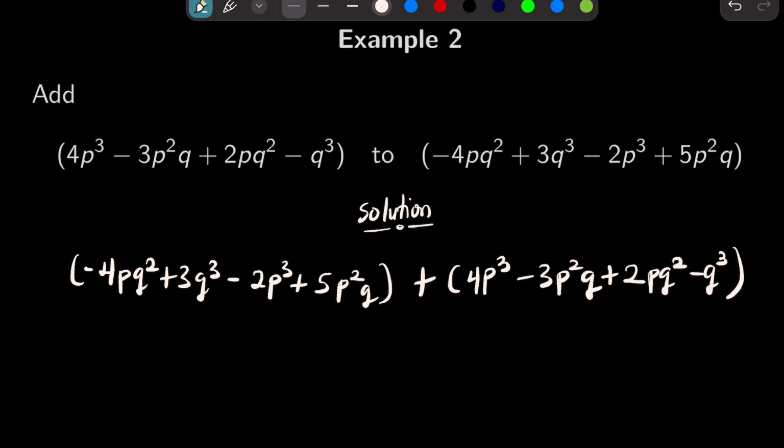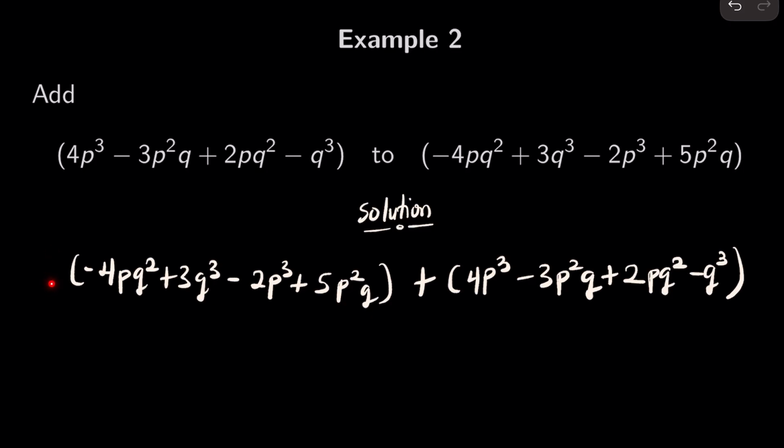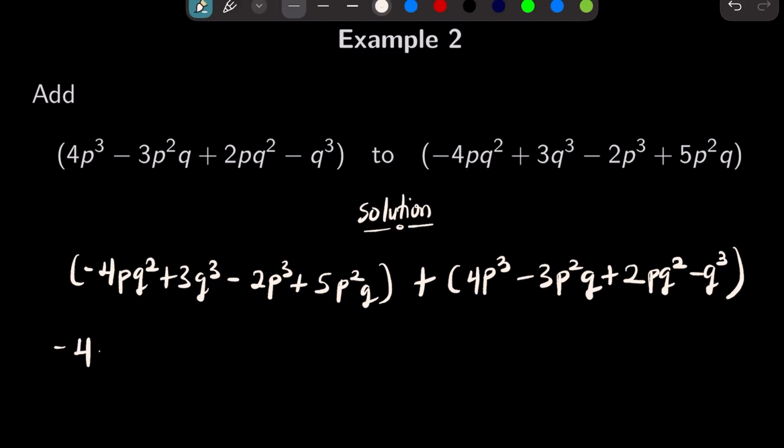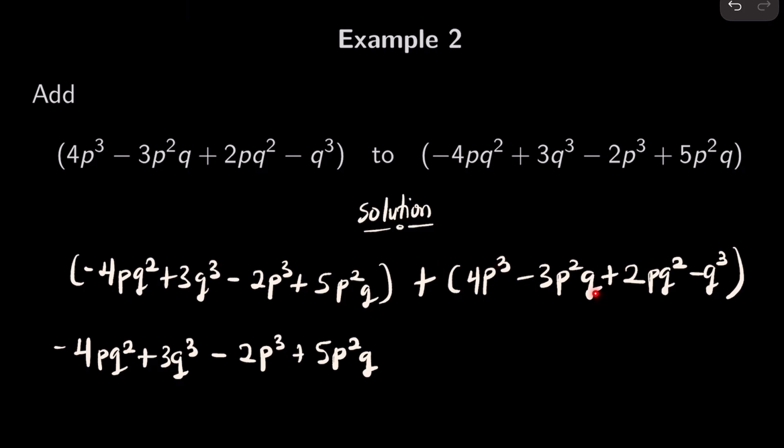Then we can now open the brackets. So here, since the coefficient here is 1, when you open the brackets, you're going to have the same expression. So that will be minus 4pq squared plus 3q cubed minus 2p cubed plus 5p squared q, right? And we also open the brackets here. So here we have the coefficient to be plus 1. So that would just give us the same expression. So that will be plus 4p cubed minus 3p squared q plus 2pq squared minus q cubed, right?